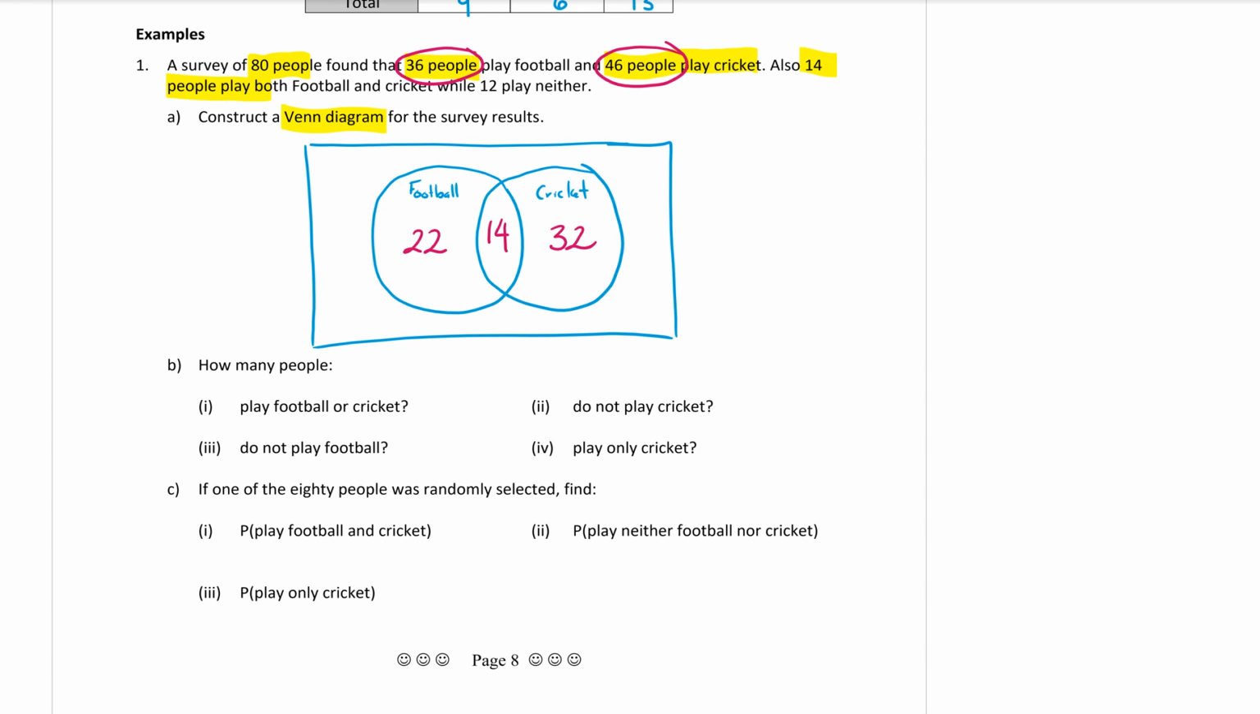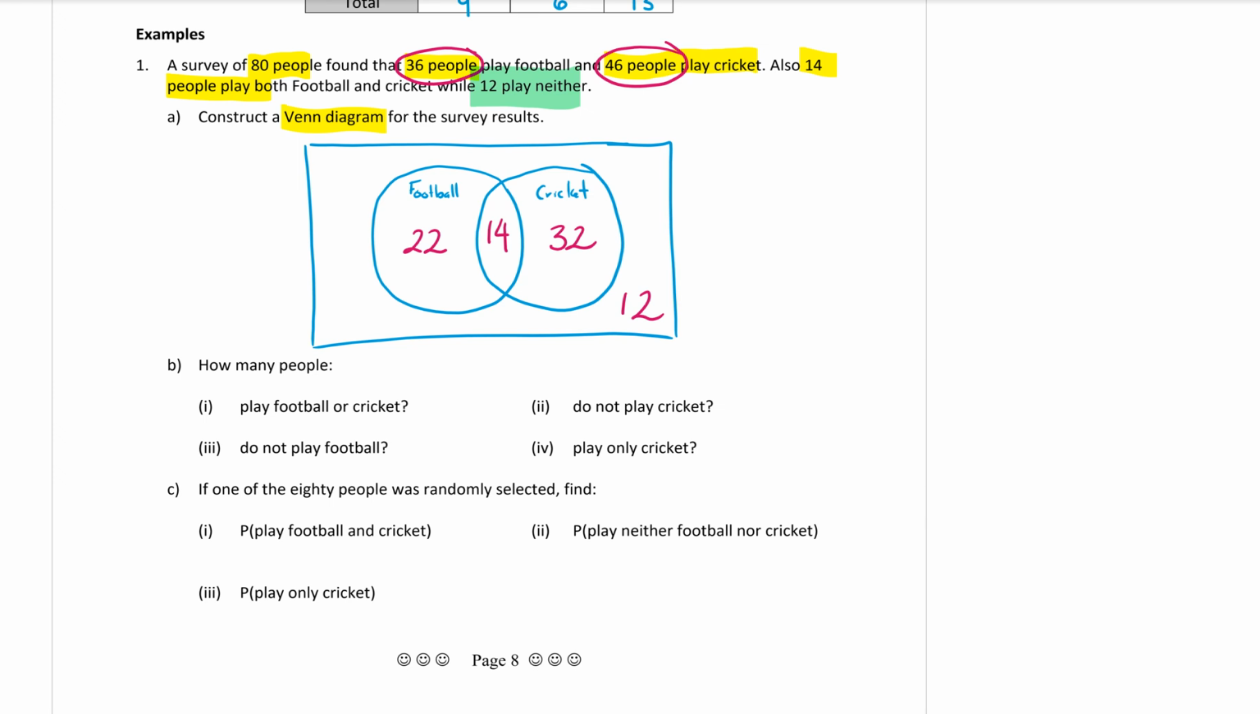And there was a little bit more to read in the question. There were 12 people who play neither. So that must be the number outside my circles down here. 12 people who don't like to play either sport. Okay, so now we want to answer a few questions based on that Venn diagram.